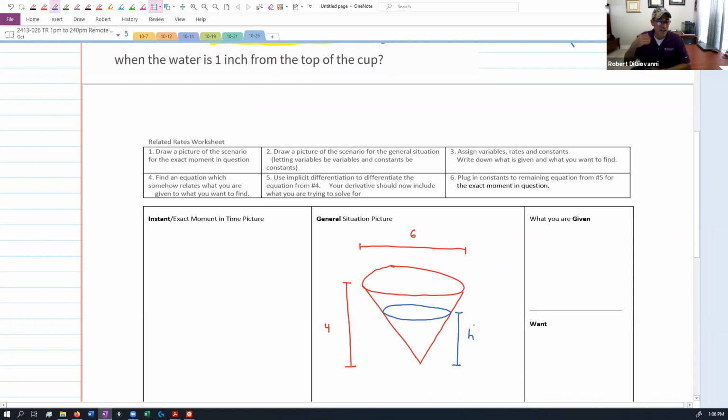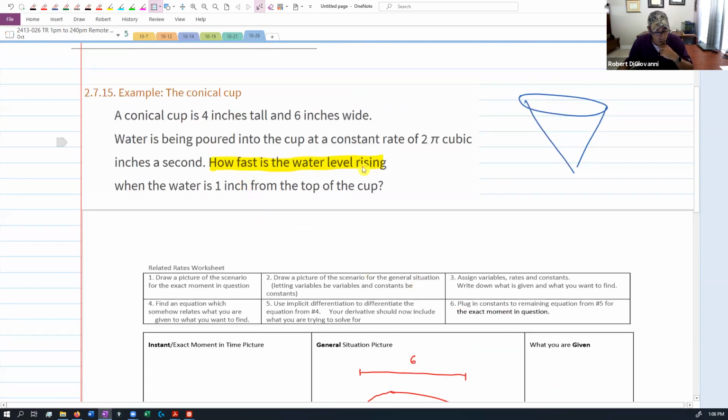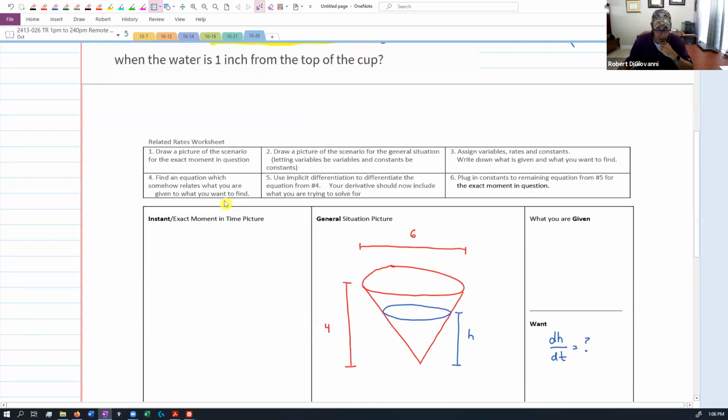So if the question is asking how fast the water level is rising, then I want to know how fast H is changing with respect to time. So that means I want dH/dt. Now there is a moment in time where I want that. It says how fast is the water level rising when the water is 1 inch from the top.